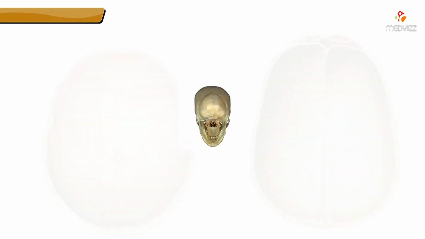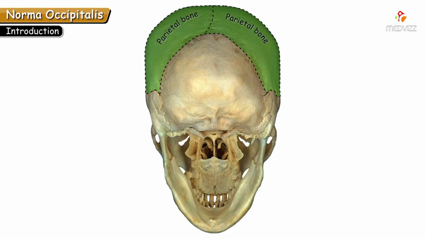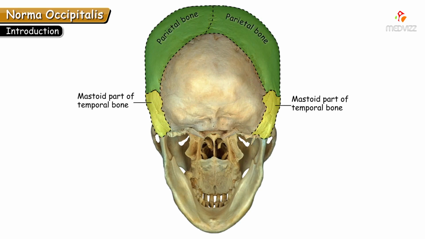Let's continue with Norma Occipitalis. When the skull is seen from the exterior, the posterior aspect of the skull is known as Norma Occipitalis. First, we shall identify the bones contributing to the formation of Norma Occipitalis: the two parietal bones superiorly, the mastoid part of the temporal bones which are paired on the lateral aspect, and the squamous part of the occipital bone in between.